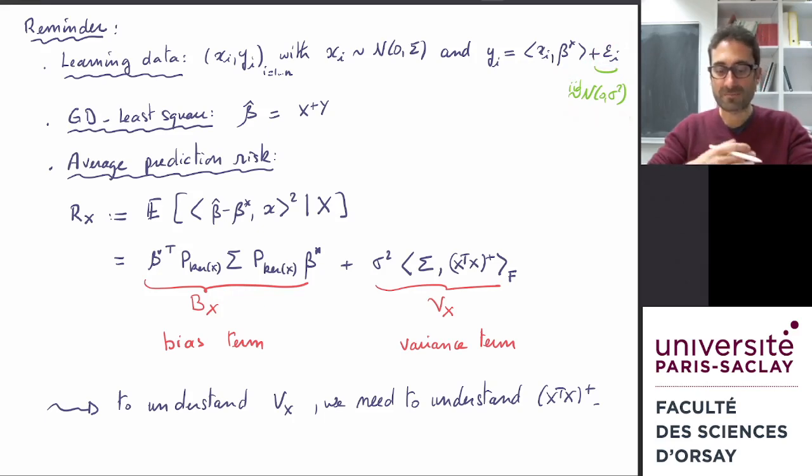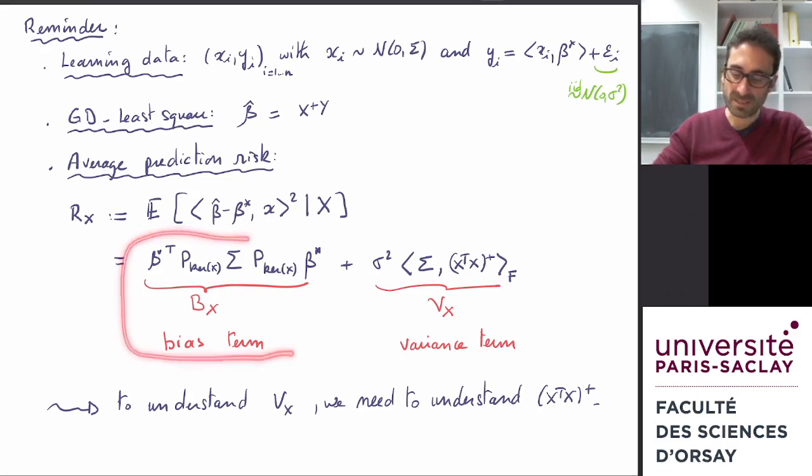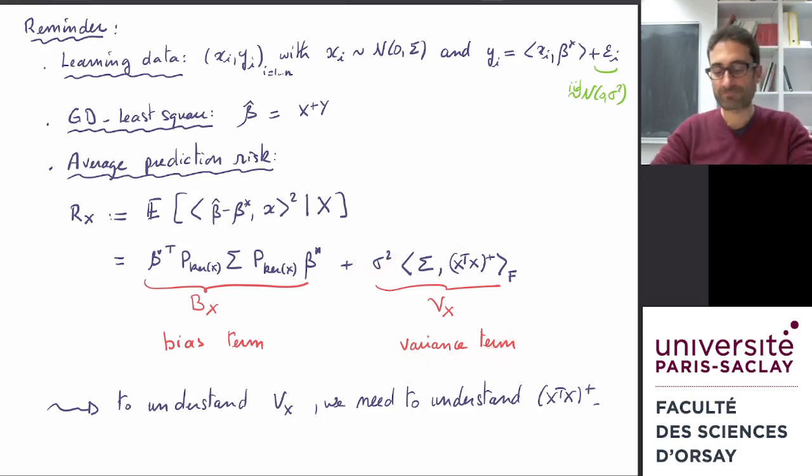We consider the least square solution selected by gradient descent started from 0. So we consider the estimator given by X plus Y, where X plus is the Moore-Penrose pseudo-inverse of X. And we compute the average prediction risk, which is the sum of this bias term here and this variance term. We will mainly focus on the variance term. As I have said before, in order to understand this variance term, we need to understand this matrix. So our first goal will be to understand what this matrix is and how it behaves.